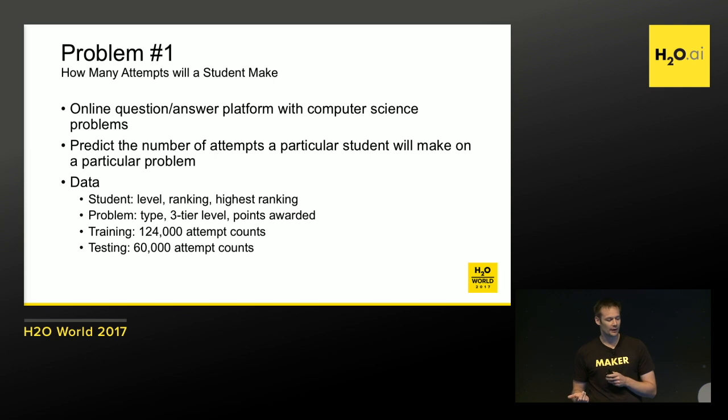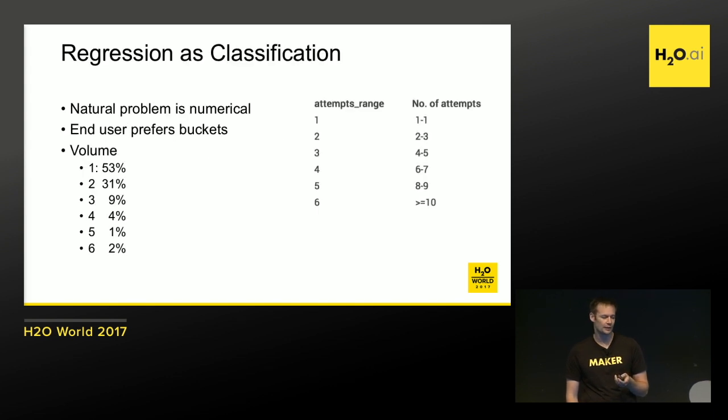And for the problems, we have what type of problem it is, a couple of different genres of computer science problems, a 3-tier level, hard, medium, and easy, and how many points were awarded by the platform when someone got it right. We have about 124,000 rows, so it's medium data, but good enough to find a signal. A lot of testing data, so we should be pretty accurate.